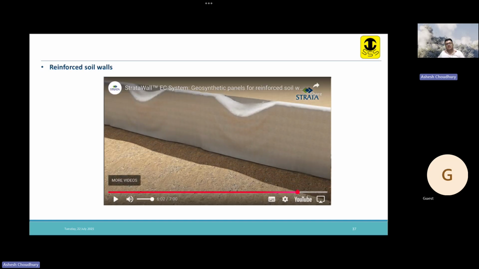Now this geocomposite that we saw is also very important. What is its function? The function is both filtration and draining. Geocomposite means a geonet sandwiched between two geotextiles. So what will it do? It will allow water to pass, but it will prevent the soil from passing. The water will enter and drain along the plane. In-plane flow of water will be there and it will drain out. That's why this is also very important.